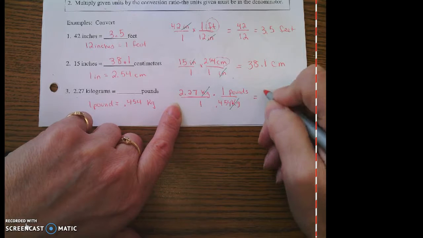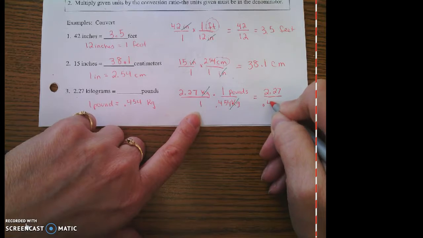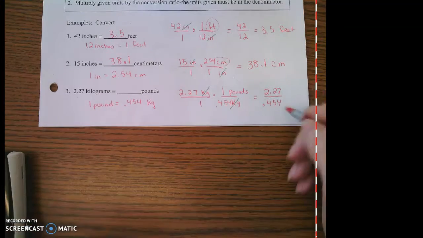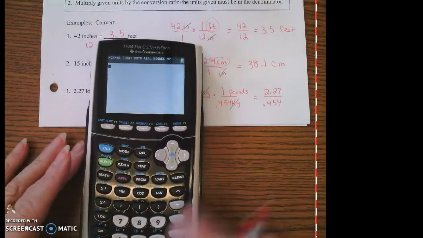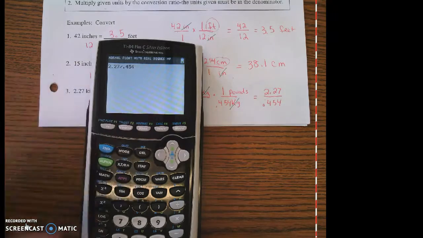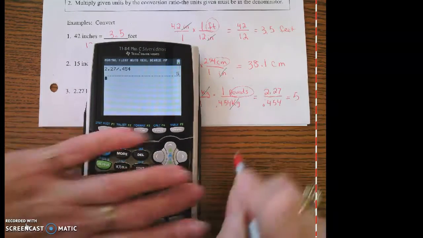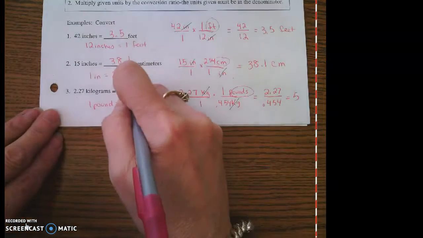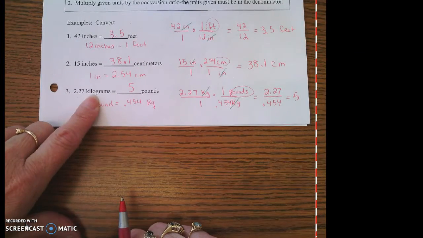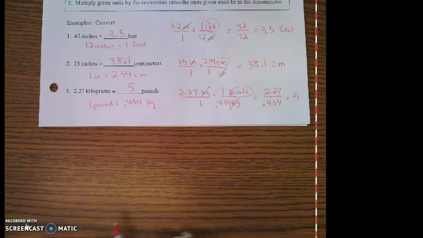Multiply across. 2.27 times 1, 1 times 0.454. So this one, we are dividing these numbers, 2.27 divided by 0.454, and that just gives us 5, and the only units left are pounds. So 2.27 kilograms is the same as 5 pounds. Okay? So that is how you convert.